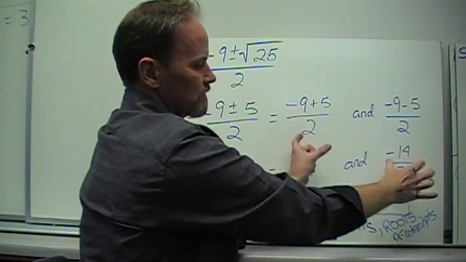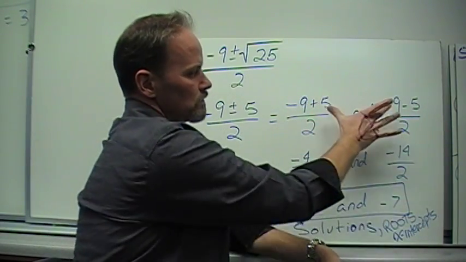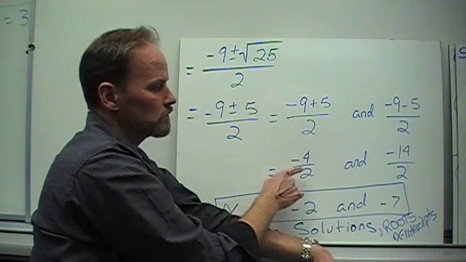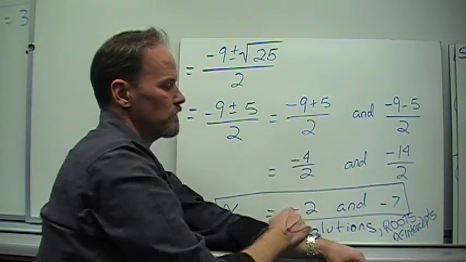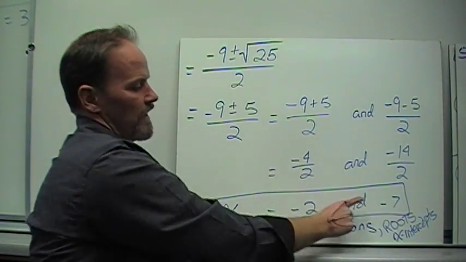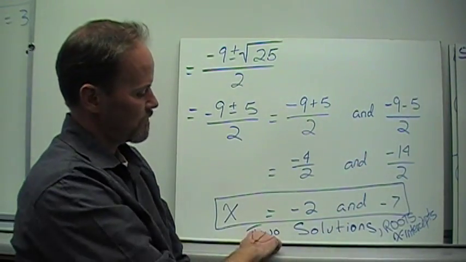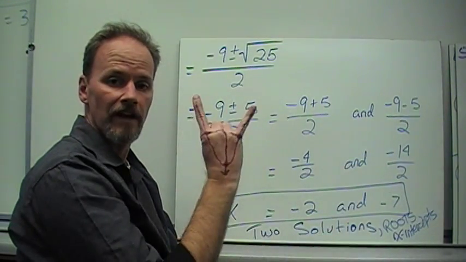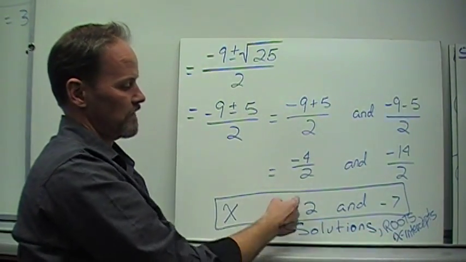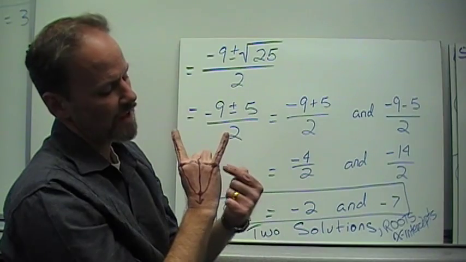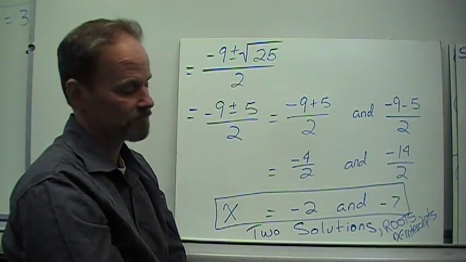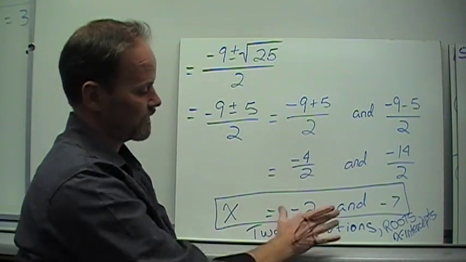Now I'm going to work out the two solutions. This ends up being negative 4 over 2, and negative 14 over 2. So x equals negative 2 from here and negative 7 from there. That means I have two solutions. I've got my parabola and the roots, the x-intercepts, that's these guys right here, negative 2 and negative 7 on the x-axis for these two solutions.